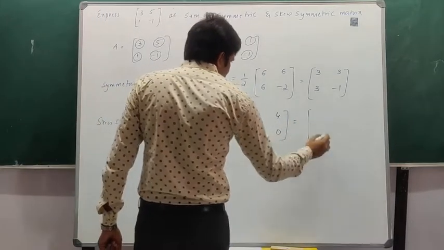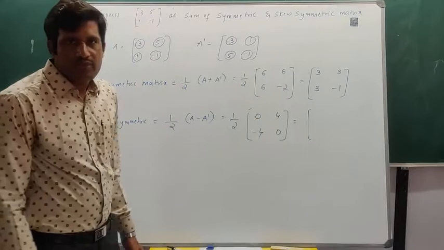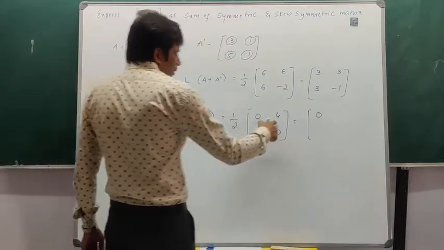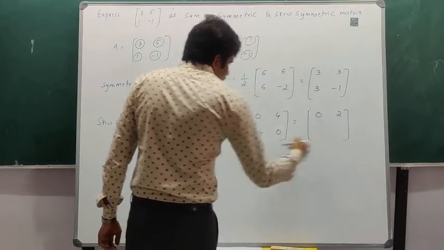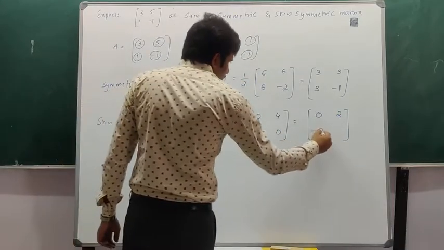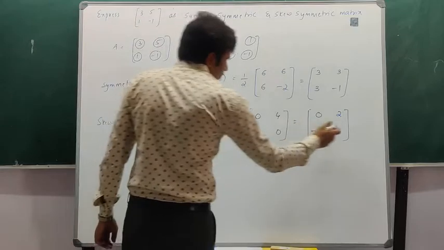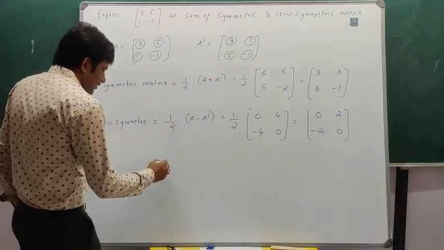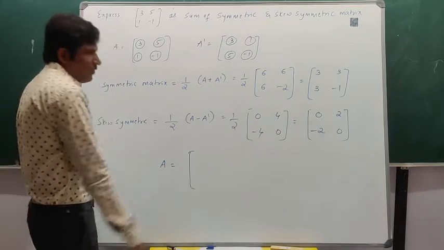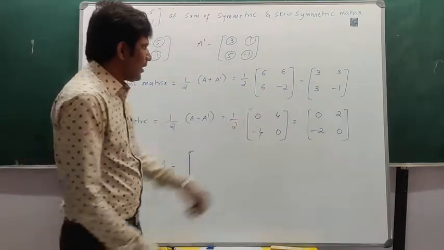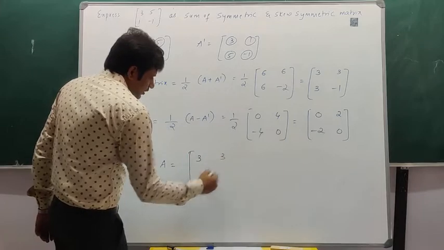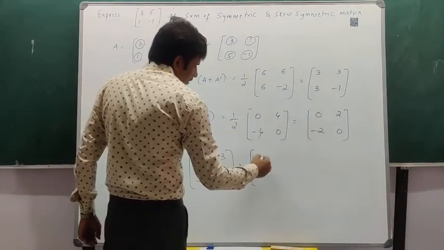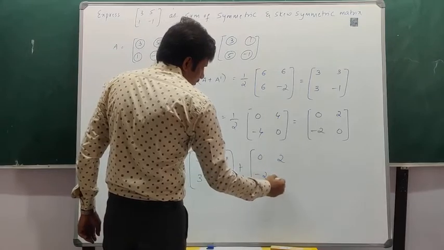Now multiply 1 by 2 to each element. 1 by 2 into 0 is 0, 1 by 2 into 4 is 2, 1 by 2 into -4 is -2, and 1 by 2 into 0 is 0. So finally, matrix A is equal to the sum of symmetric and skew symmetric. The symmetric matrix is [3, 3; 3, -1] plus the skew symmetric matrix [0, 2; -2, 0].